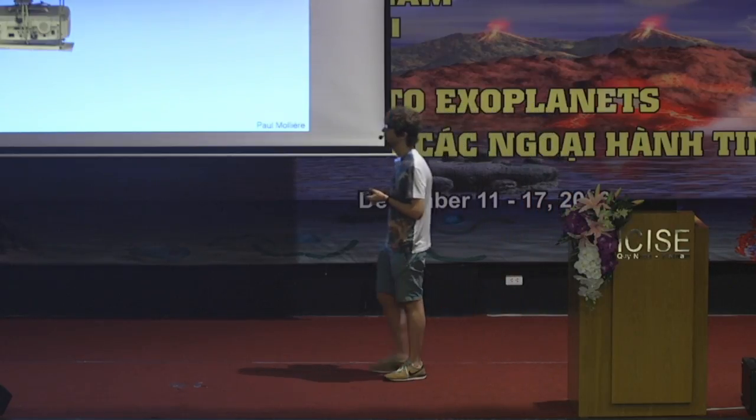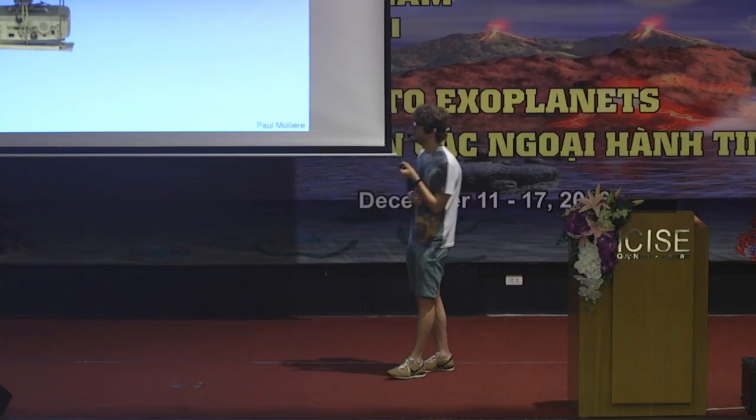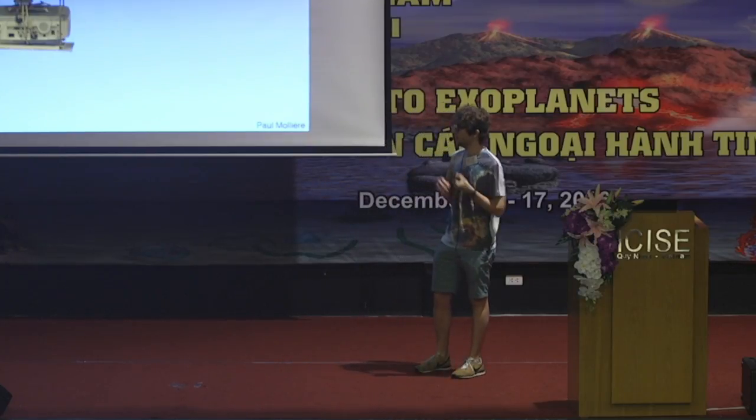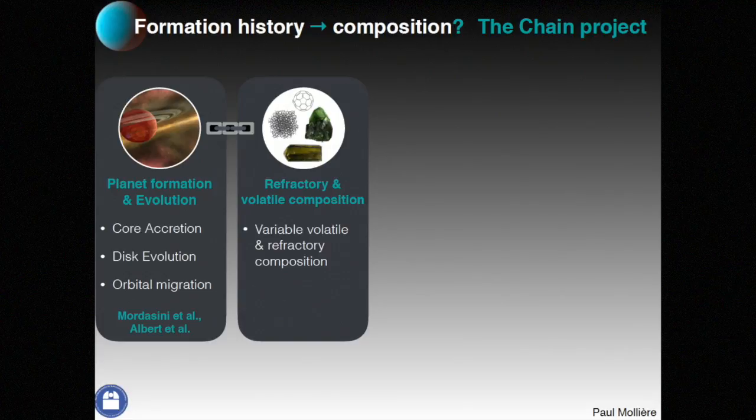The first link is the planet formation and evolution link. There we use a core accretion approach. We have disk evolution, orbital migration, and so on. I don't know if you know Chris Mordesini. This is also known a little bit as the Bern model.